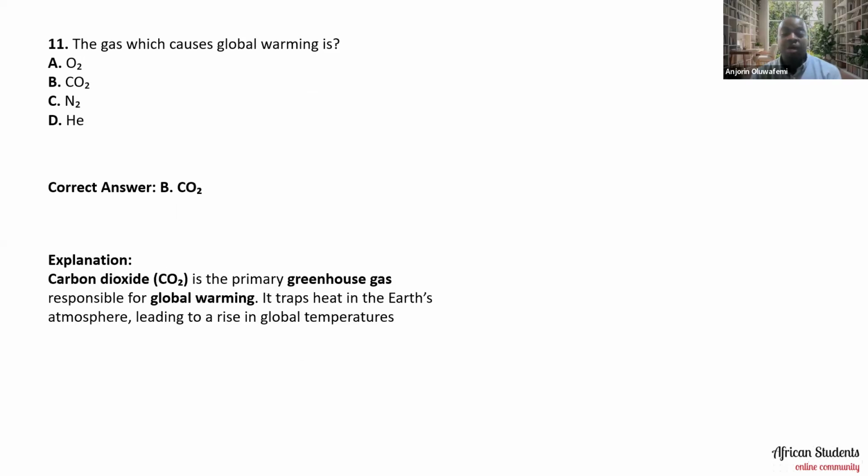The gas which causes global warming is it A, oxygen, B, CO2, carbon dioxide, C, N2, or D, helium? The answer is CO2. Carbon dioxide is a primary greenhouse gas responsible for global warming. It traps heat in the Earth's atmosphere, leading to a rise in global temperatures.